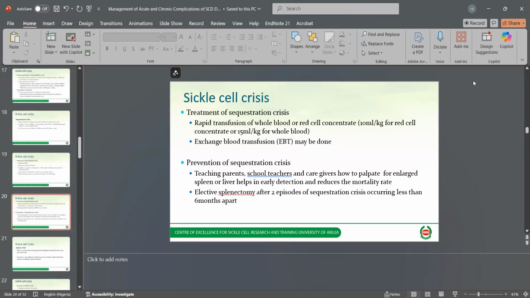Prevention of sequestration crisis involves teaching parents, school teachers, and caregivers how to palpate for an enlarged spleen or liver. It helps in early detection and reduces the mortality rate. Elective splenectomy can be done after 2 episodes of sequestration crisis occurring within 6 months or less than 6 months apart.